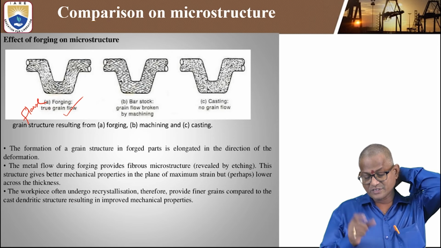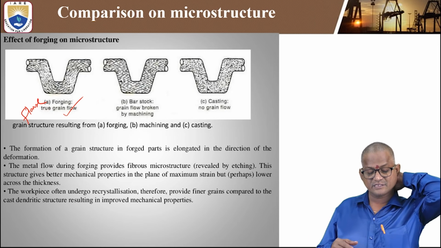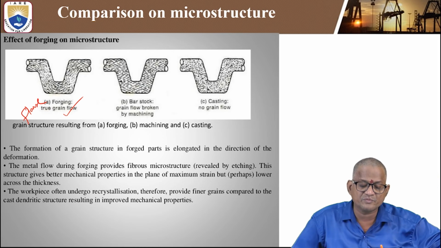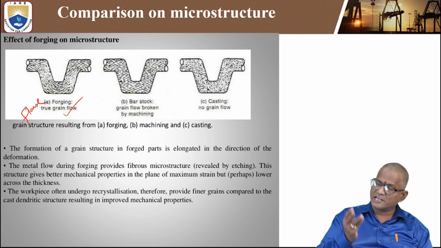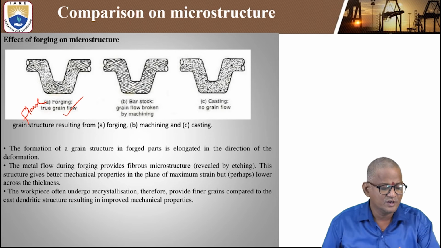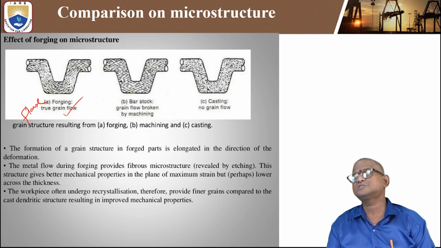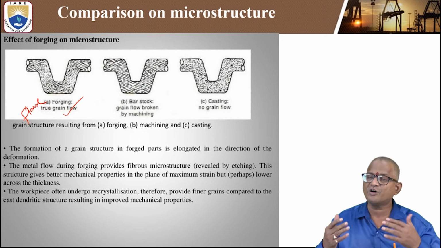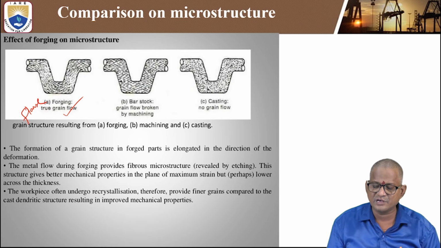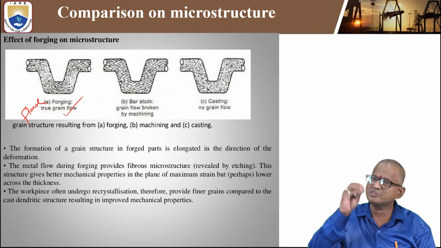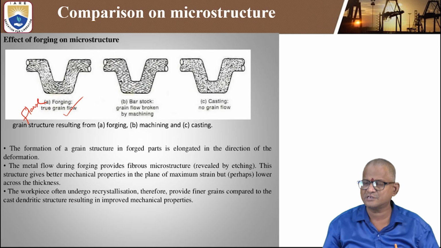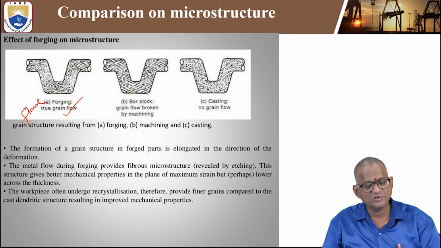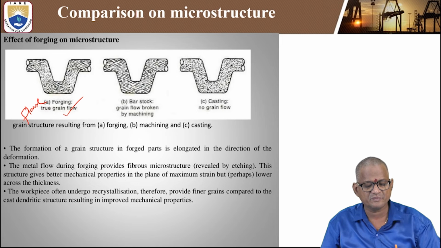Basically, there is grain flow in a forging process, and the grain flow is broken by machining. Machining means either lathe, milling, or drilling. And last but not least, casting. There is no grain flow, and a lot of pores can be obtained in this application, whereas the metal flow during forging provides a fibrous microstructure.